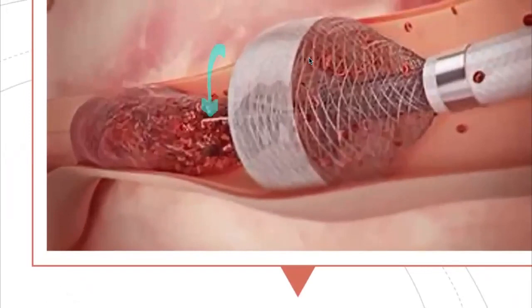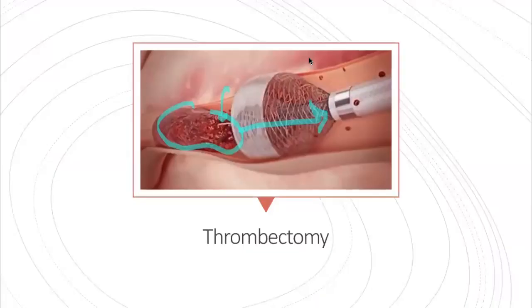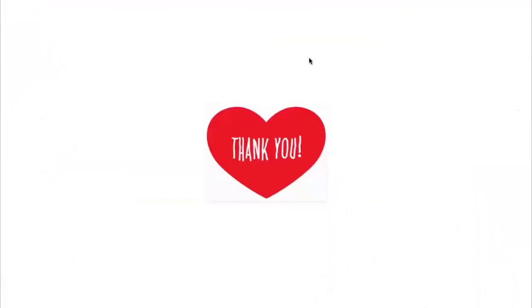So right here there's this little hook, and they hook the thrombus and pull it out, and this kind of acts as a vacuum. Here's the thrombus, it gets pulled into this section, and then they just pull the whole thing out. So this is a thrombectomy. So that's kind of what you need to know.